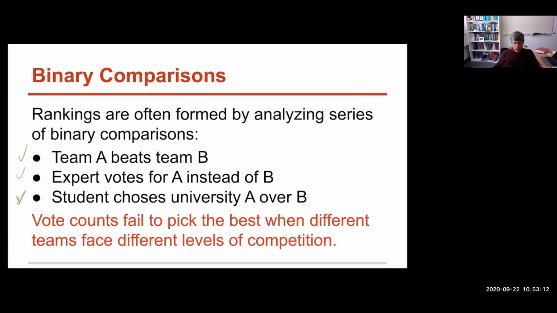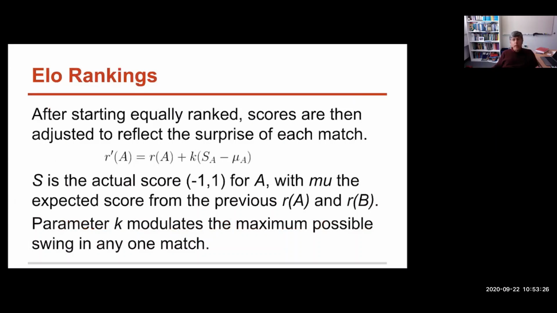And in general, vote counts are useful ways of ranking things, but they fail when people play different levels of competition, okay? And that motivates a ranking system called ELO. ELO is a scoring system where we picture a world where if we want to rank n items, we'll start out by assuming each of them are equally ranked before we have seen any observations of wins or losses. Maybe we'll give each one a starting score of, let's say, 1,500, okay?